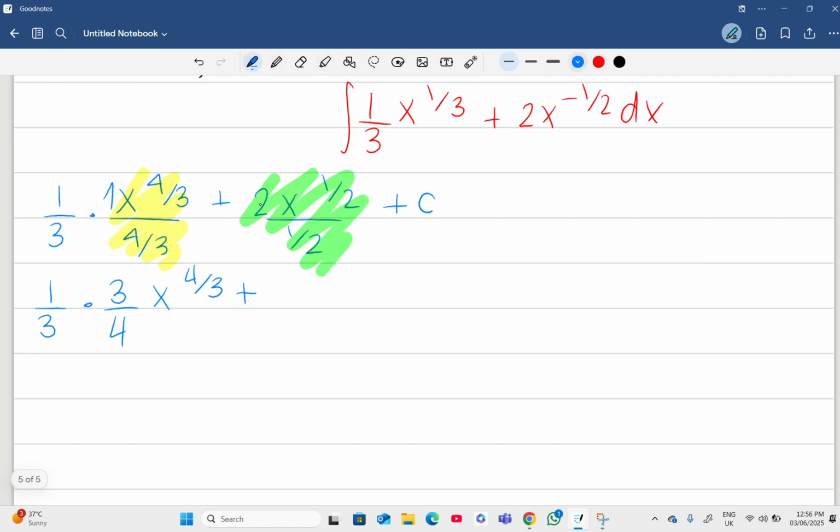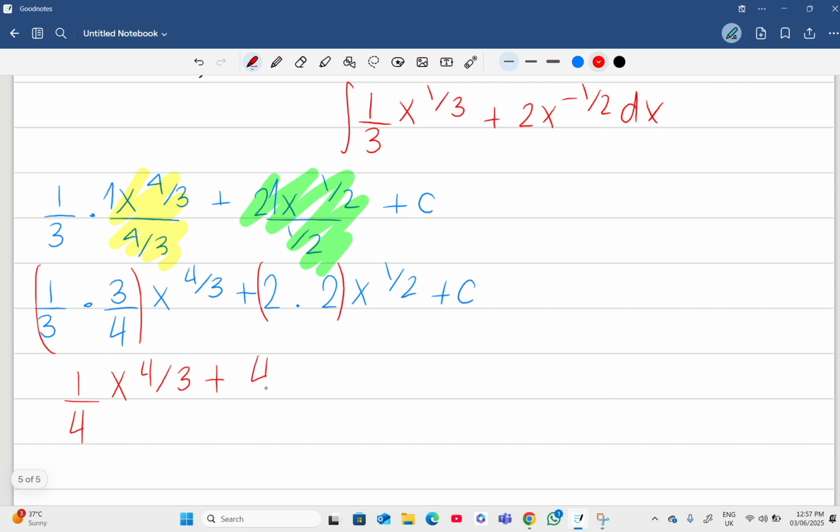I have 2 divided by half, which is, sorry, not 2 divided by half. I have 2, see, I get confused myself. Write the 2 alone. This is 1. 1 divided by 1 over 2 is going to give me 2x to the power of 1 over 2 plus c. Now I'm going to multiply these and then just put the power beside them. 1 over 3 times 3 over 4 is 1 over 4 x to the power of 4 over 3 plus 4 x to the power of half plus c.